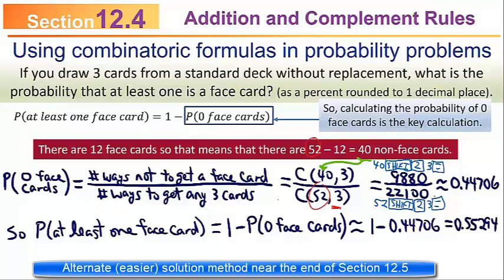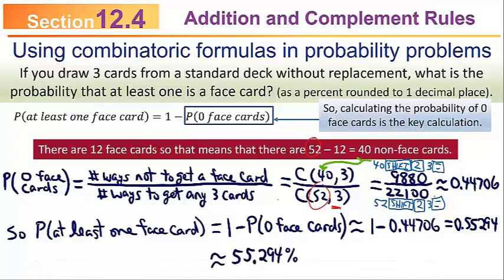To do that subtraction, you get 0.55294. You're still not ready to round because it says to give your answer as a percent rounded to 1 decimal place. So you first change it to percent and then you round. You sort of see now why I'm emphasizing how important it is to carry plenty of decimal places.